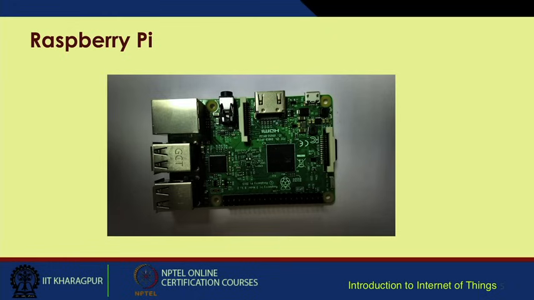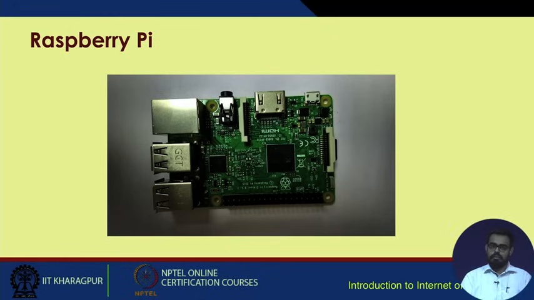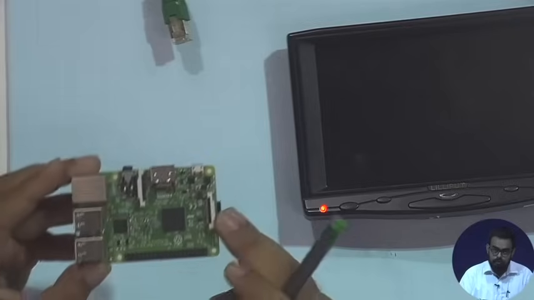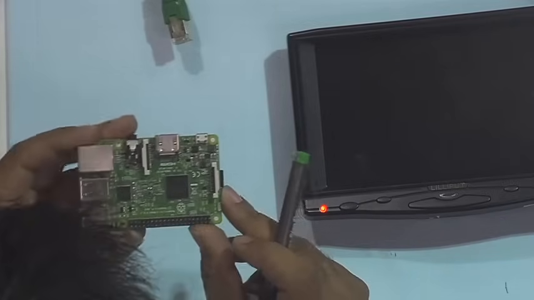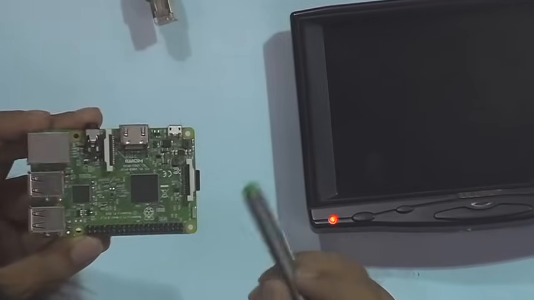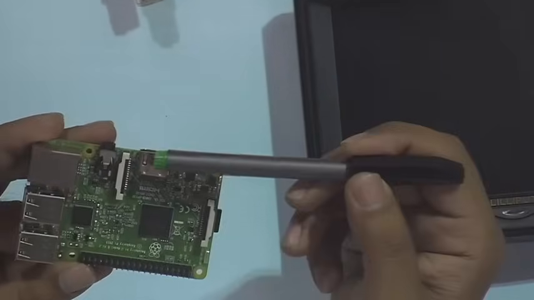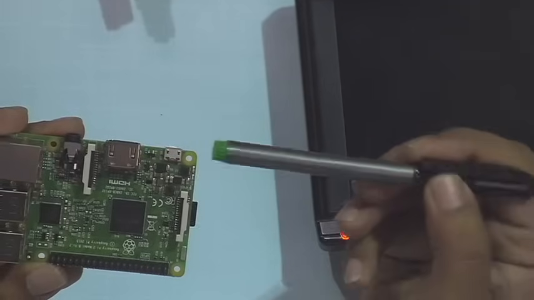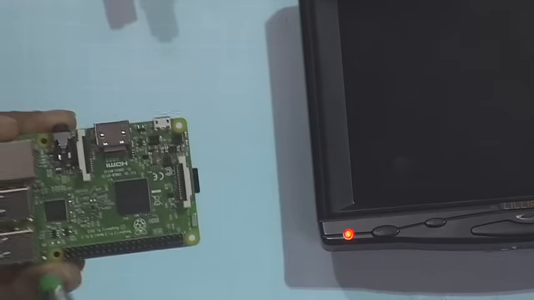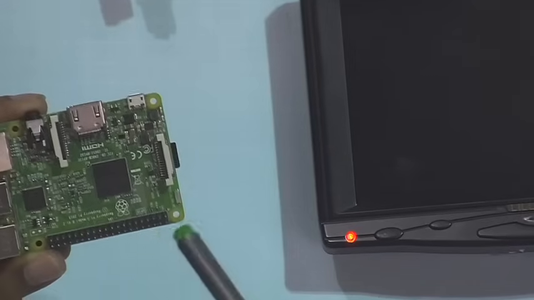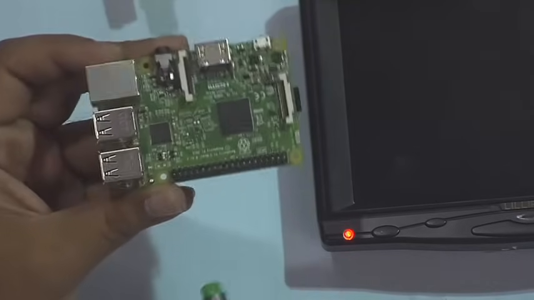So this is the picture of a Raspberry Pi. I have one Raspberry Pi with me right now. So if you can see, this is a Raspberry Pi 3 Model B. Over here you have one HDMI port. This small port is for the power adapter. These are the GPIO pins interlaced with some power pins like 5 volt, 3.3 volt and ground.